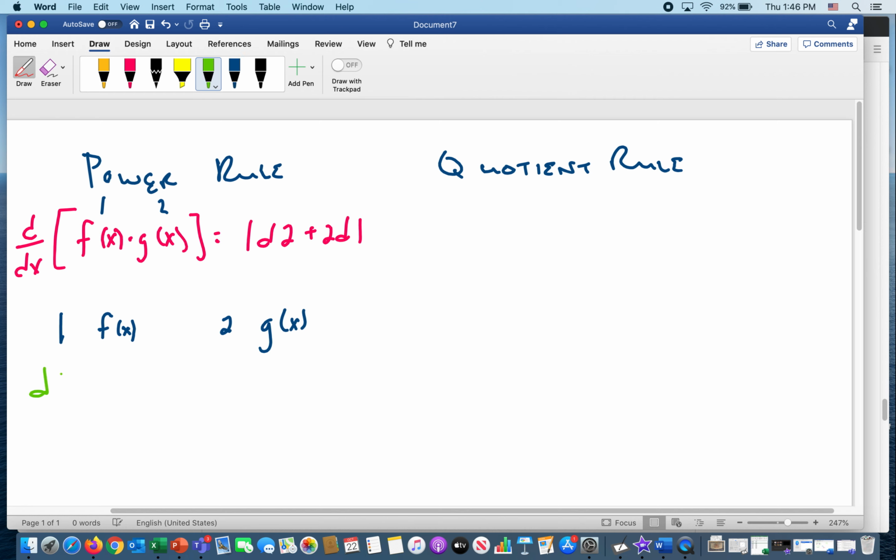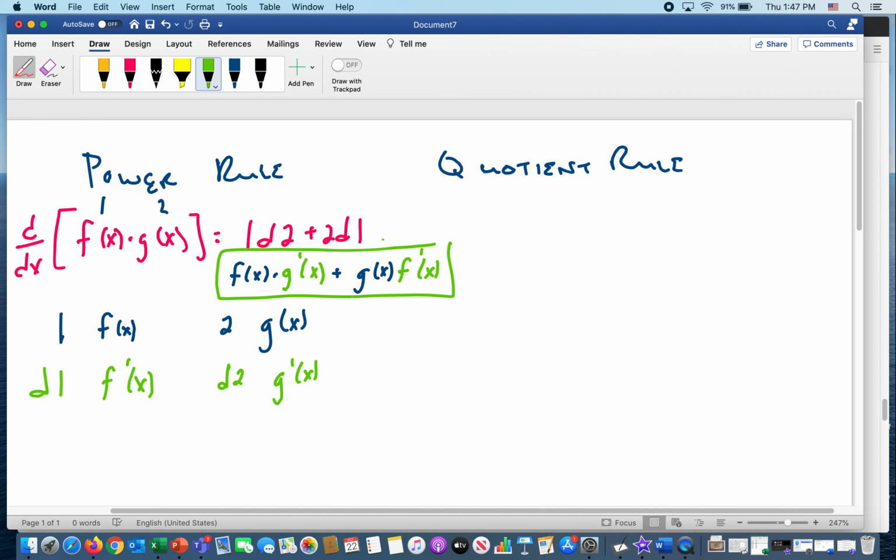So then the derivative of the first term is going to be f prime of x, and the derivative of the second term is going to be g prime of x. If I were to make these substitutions, I would have f of x times g prime of x, because d2 is g prime of x, plus the second function, g of x, times the derivative of the first, f prime of x. So here's the derivative of that product, okay? And the 1d2 plus 2d1 is just an easy way for me to remember what that is.